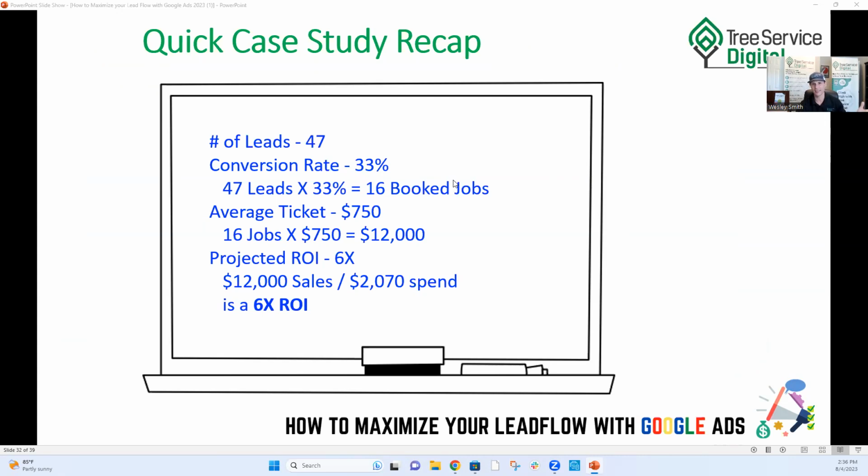Some people convert more than that, guys. It's not 33%. It's not a written in stone number. Some people convert 50%, right? Some people convert 20%. So it just depends on your tree service business, the name you have in the area, your ratings, your reputation, and all of that stuff.